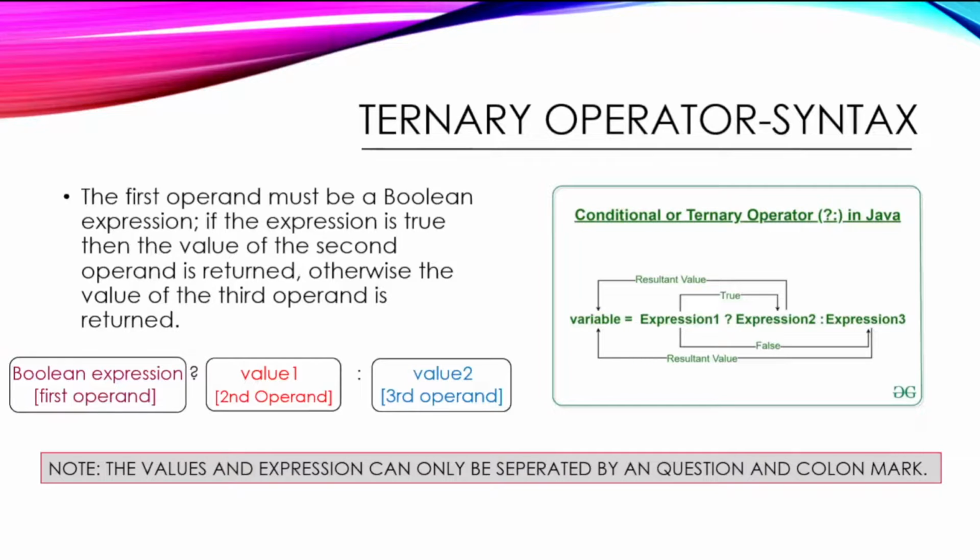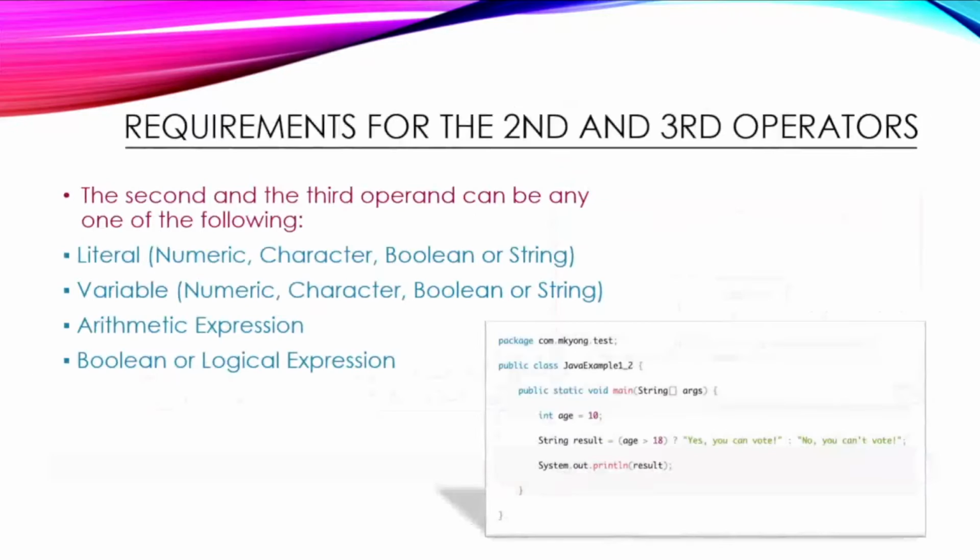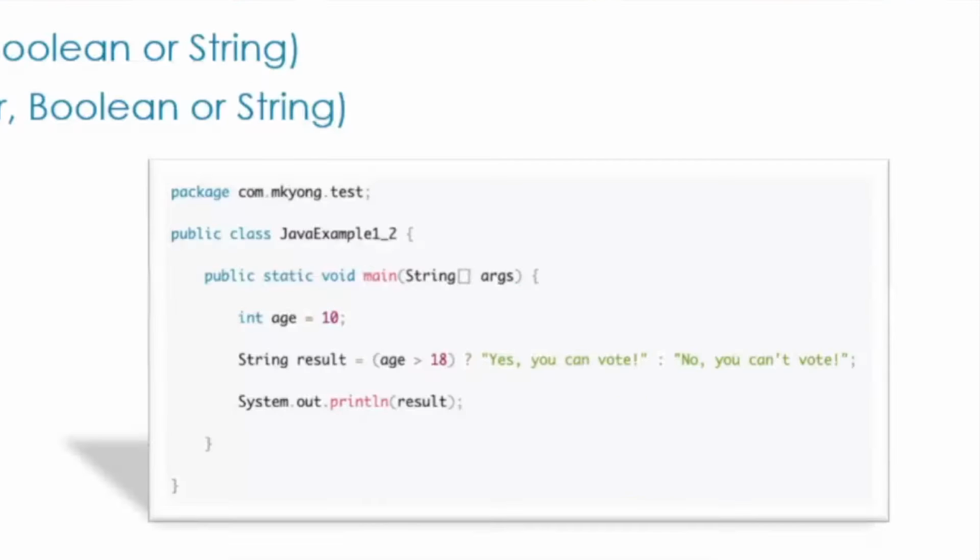Note, the values in the expression can only be separated with a question mark and a colon, else it will be a syntax error. So here you can see a Boolean expression, then value 1 is the second operand and value 2 is the third operand. The second and third operands can be either a literal, variable, arithmetic expression or a Boolean expression.